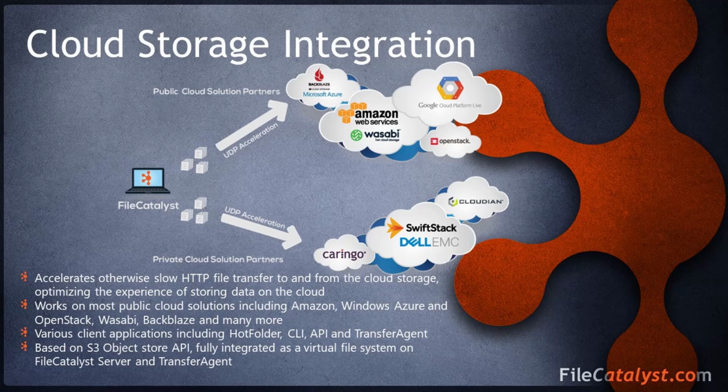We also work with a number of private cloud solution providers like Caringo, Cloudian, and SwiftStack, where you want to create your own private S3 object store and send data there for archival or processing. So FileCatalyst Direct server can integrate with all these platforms. Let's do a demo here.